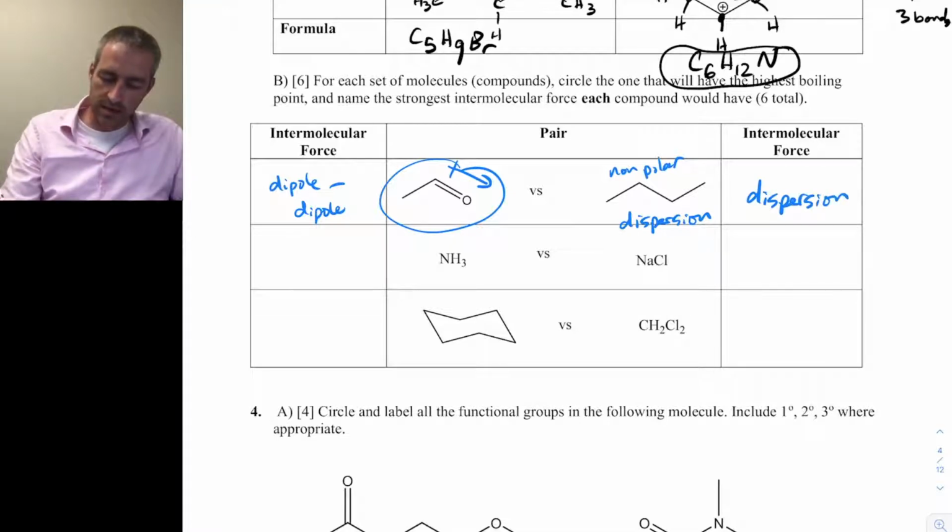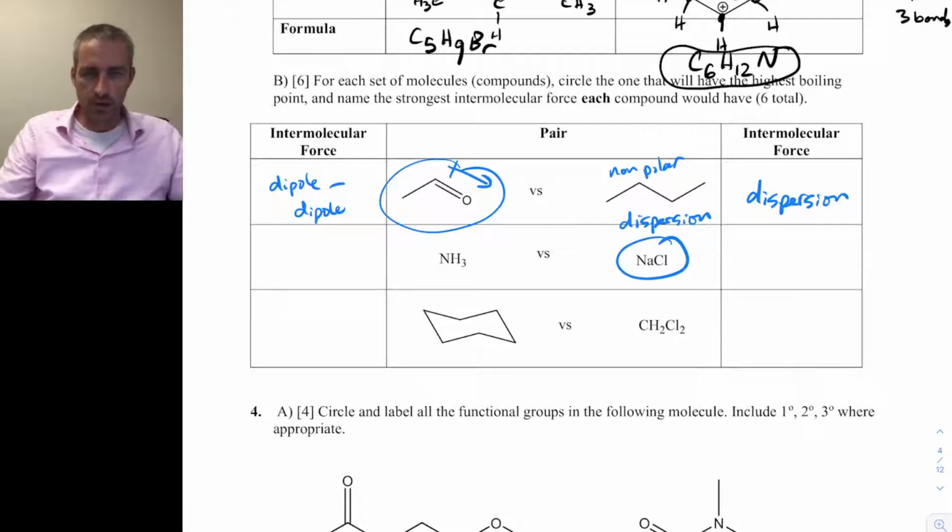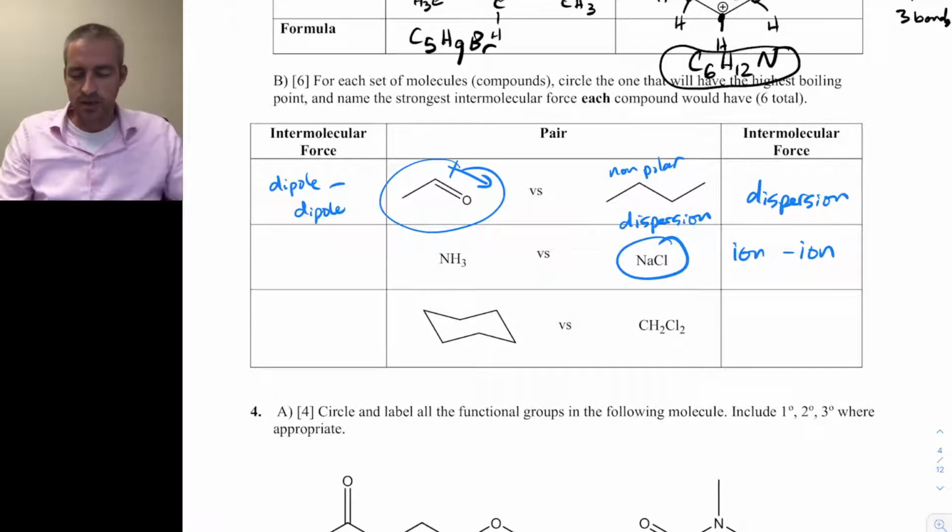All right, second example. NaCl is an ionic compound. So the intermolecular force here, I guess, is just ion-ion. Although this would be NaCl dissolved in solution, because NaCl is a crystal. We typically call that ionic bonding as opposed to ion-ion intermolecular forces. Very small point.